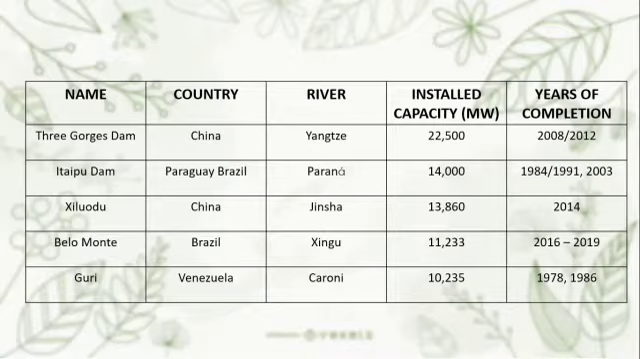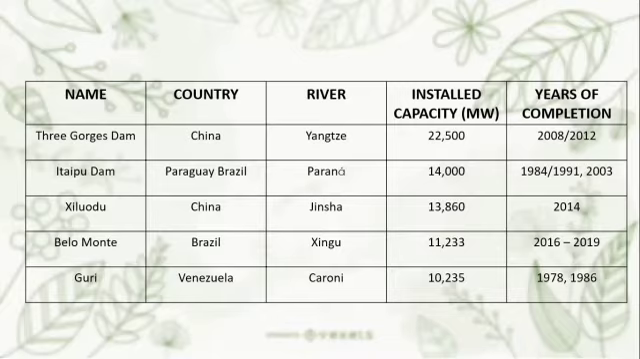Next is Itaipu Dam. And yung country niya is Paraguay, Brazil. And yung river niya is Paraná. Ang installed capacity niya is 14,000 and yung years of completion niya is 1984 or 1991 and 2003.